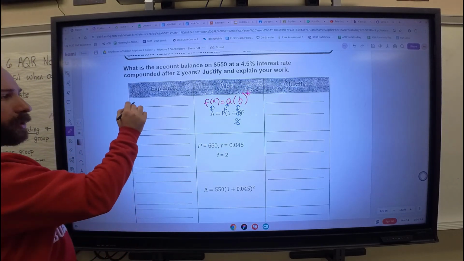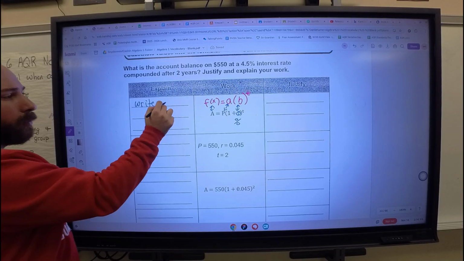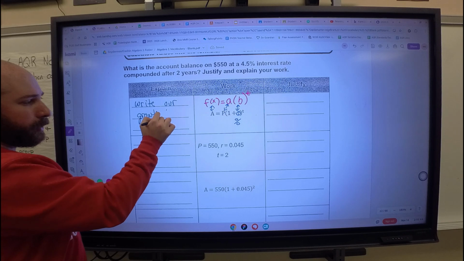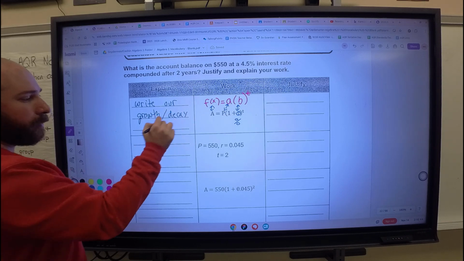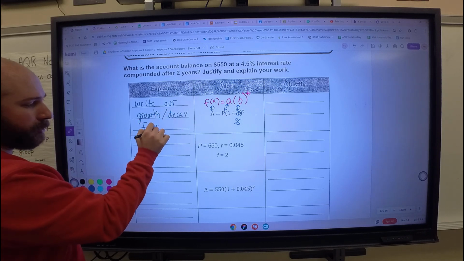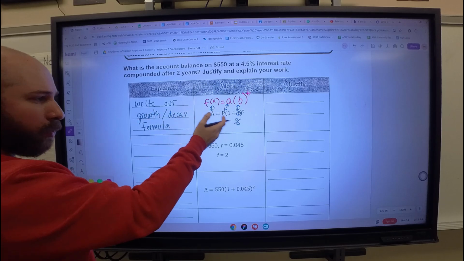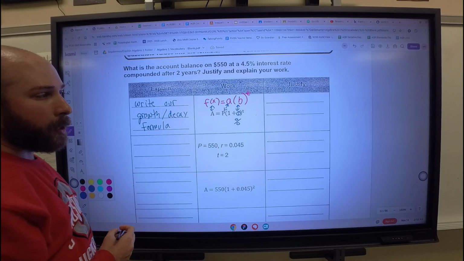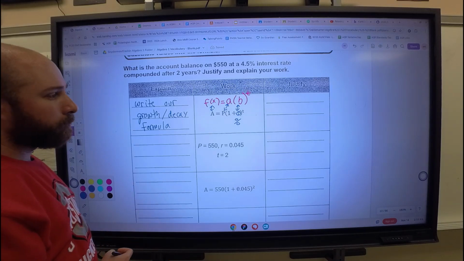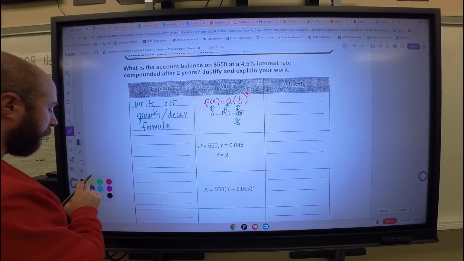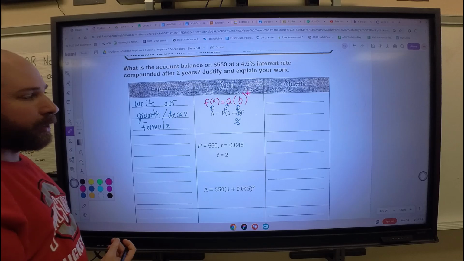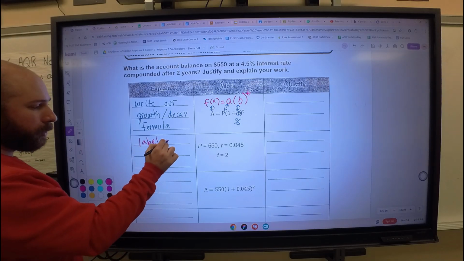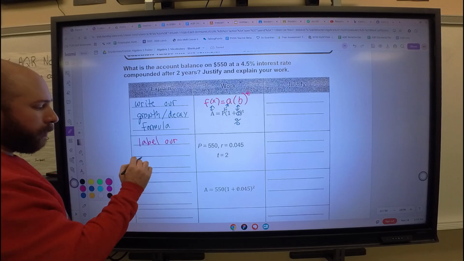All right, so the first thing that we're going to do is write our growth slash decay formula. And once we know what formula we're using, and we'll talk about the difference between growth and decay with the formula in a little bit, then we have to go through and actually find the important information from the problem. So we are going to label our values.